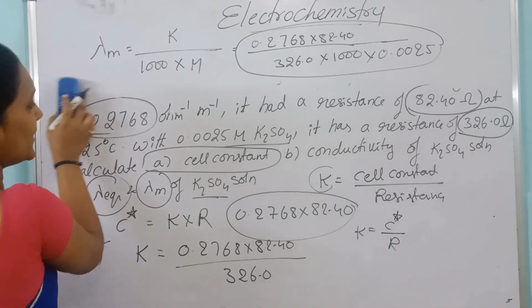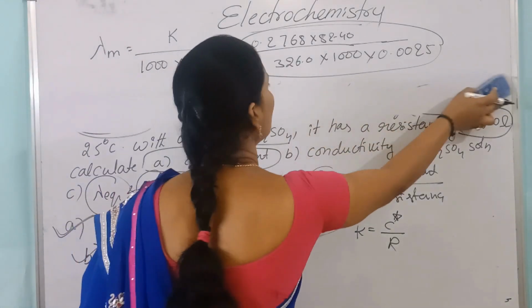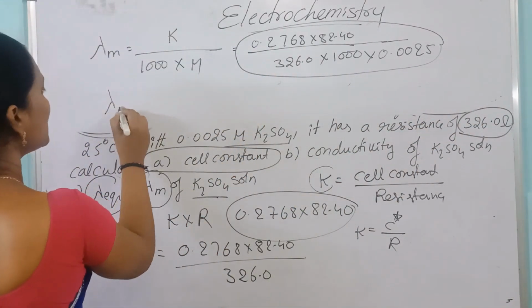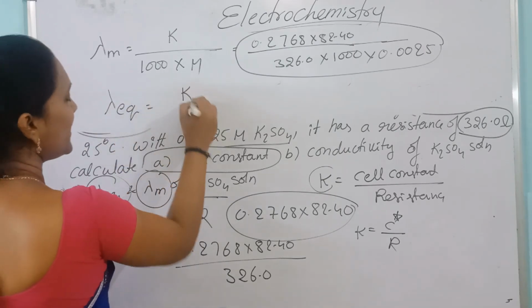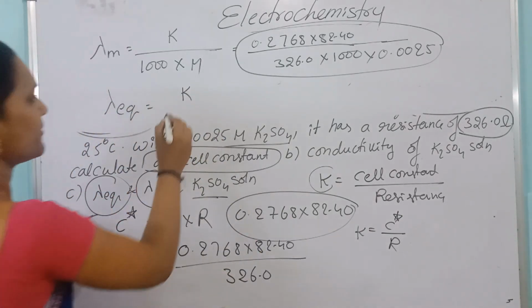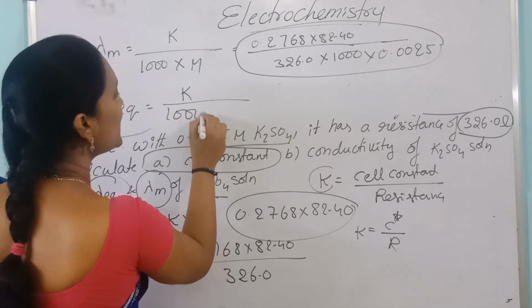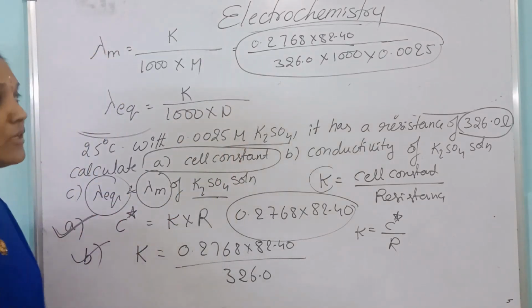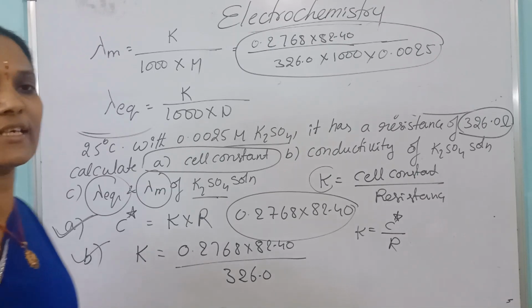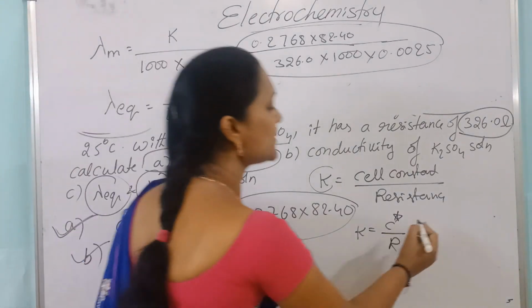Then equivalent conductance. What is the formula for this equivalent conductance? K by, anyhow this is in meter inverse, same formula, K by 1000 into normality. What is the normality? Molarity only is given, normality not given.